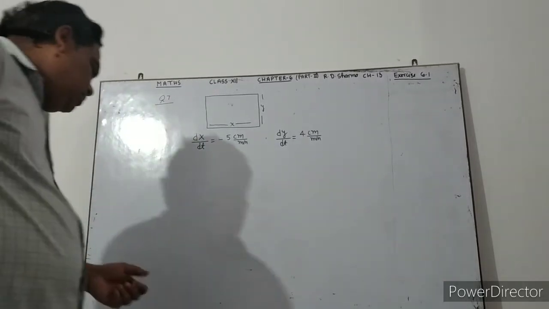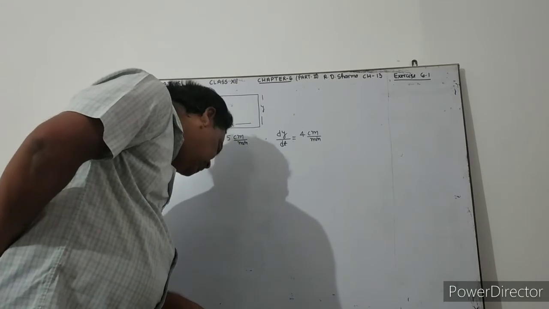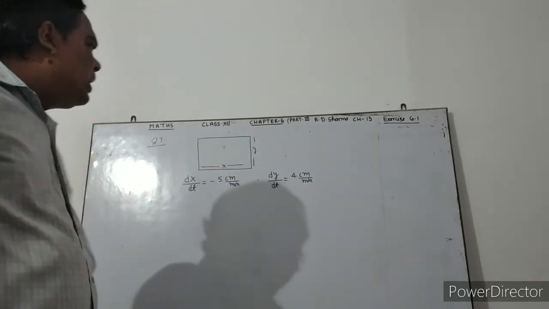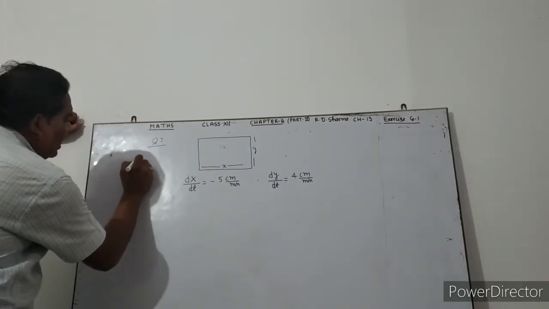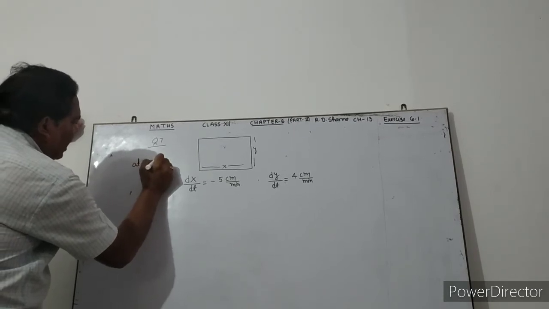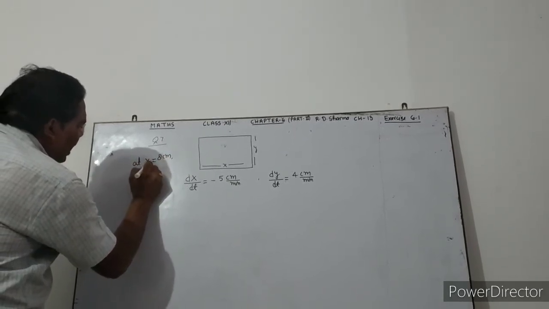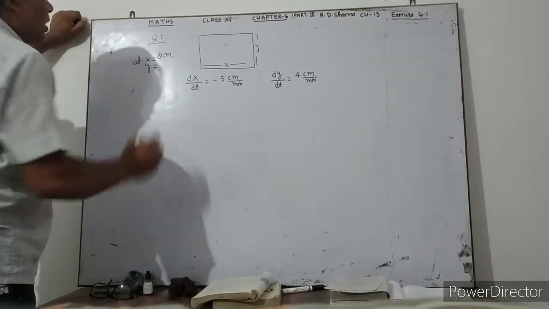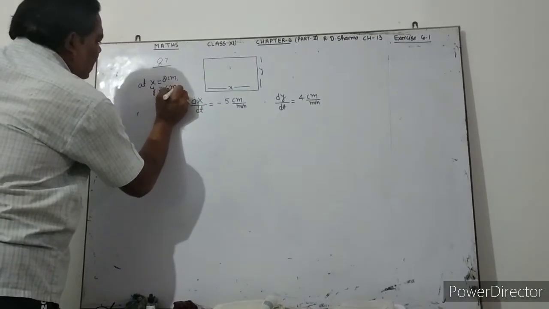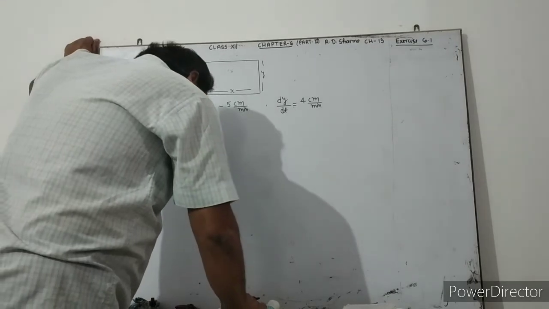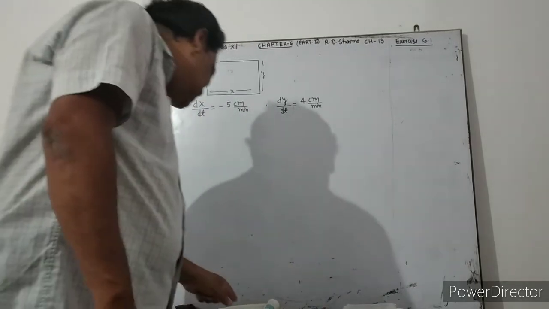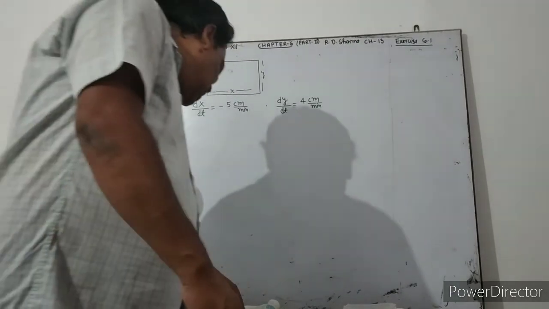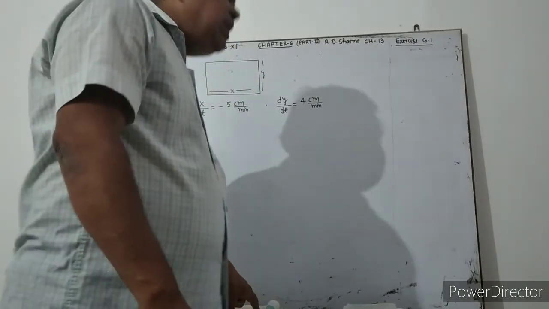Now, what is being asked? What is the question? When x is 8 centimeter and y is 6 centimeter, find the rate of change of the perimeter, and find the rate of change in the area of the rectangle.